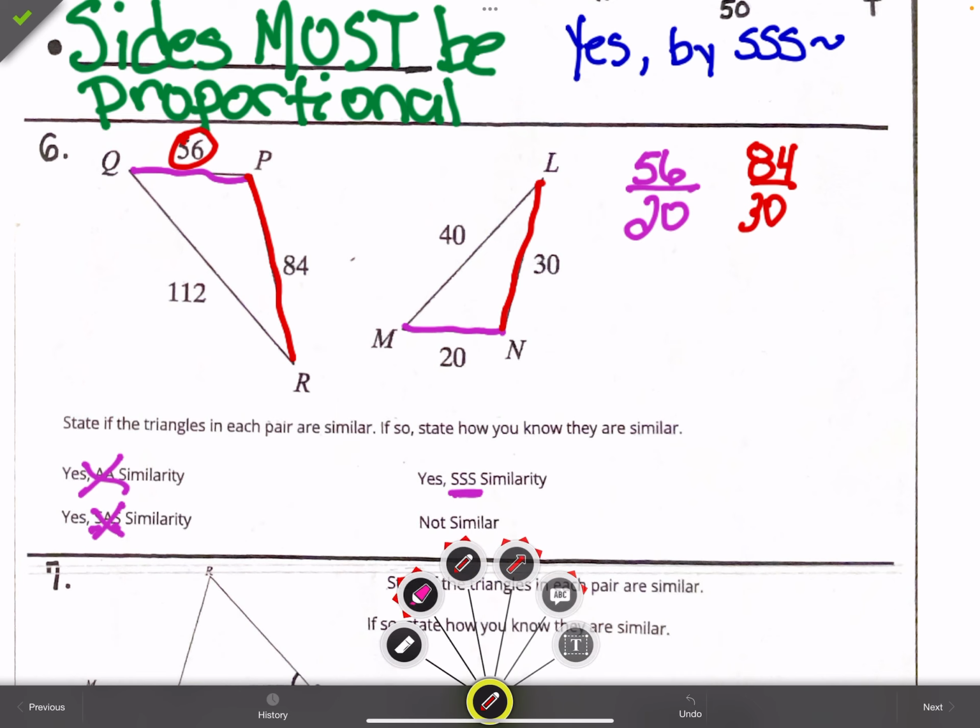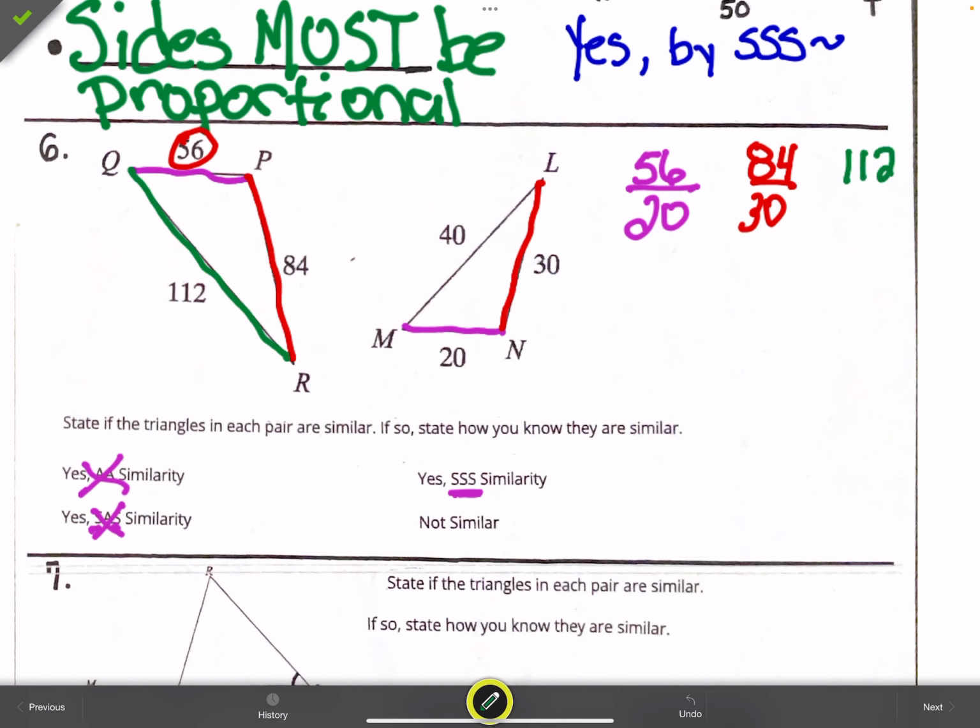Okay. Go back to the triangle you originated with. So then we're going back over here. My longest side is KQ, which is 112. What's my longest side in the smaller triangle? 40.